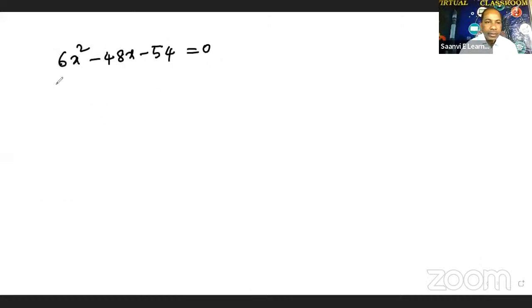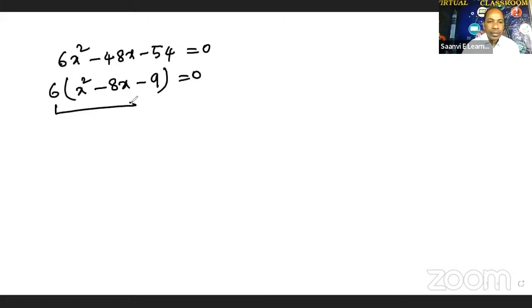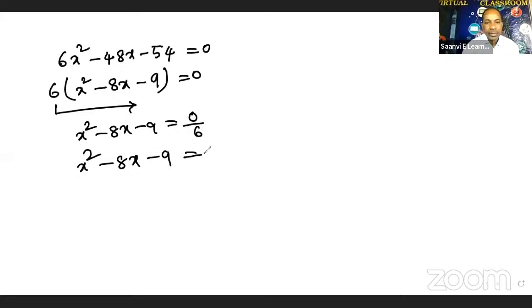So from this we can take common 6 now to reduce the equation. 6 we can take common. x square minus 6 8s are 48x, minus 6 9s are 54, is equal to 0. Now 6 send this side. x square minus 8x minus 9 is equal to, when the 6 sends this side, 0 by 6, nothing but 0. So now we got a perfect quadratic equation.